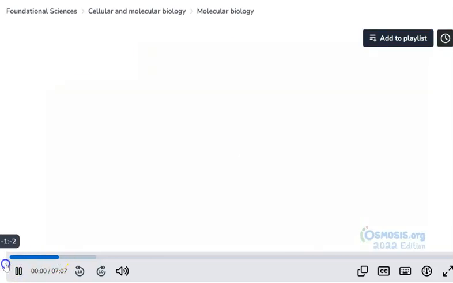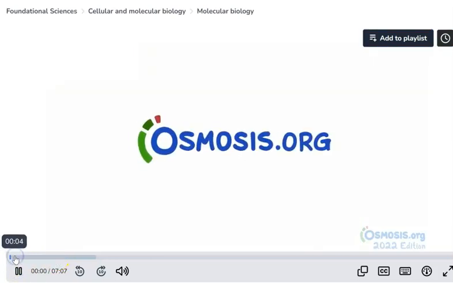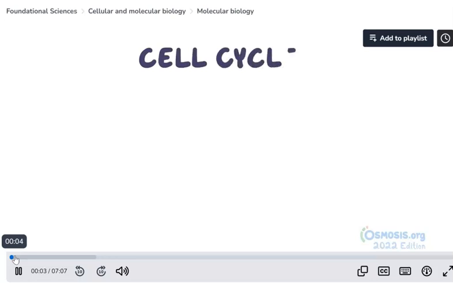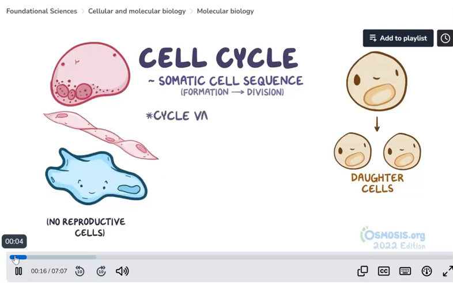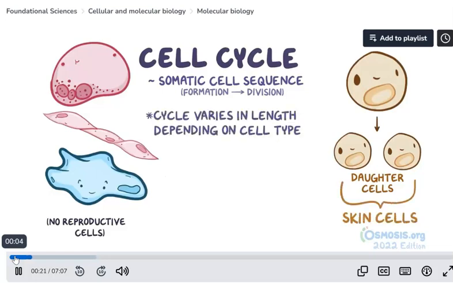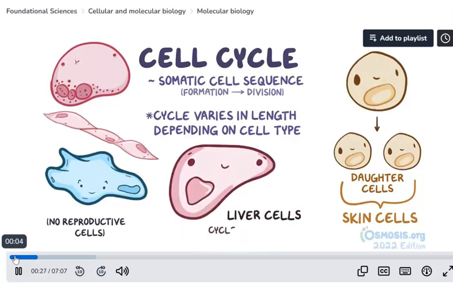Cellular division. The cell cycle refers to the events that somatic cells, which includes all of the cells in our bodies except the reproductive cells, go through from the moment they're formed until the moment they divide into two identical daughter cells. This cycle varies in length depending on the type of cell. For rapidly dividing cells, like skin cells, it takes less than a day, whereas for other cells, like liver cells, the cell cycle can last years.